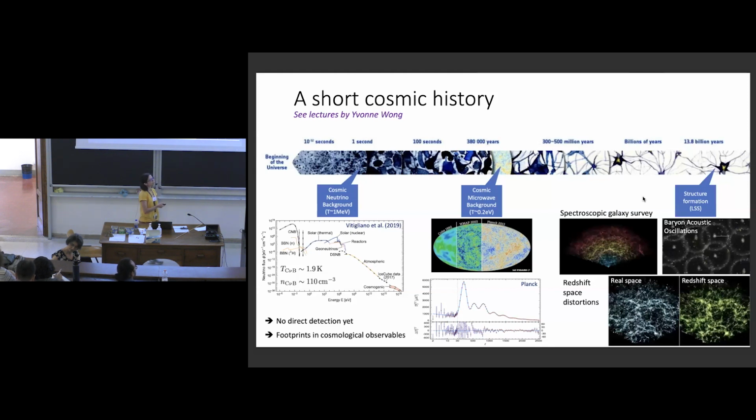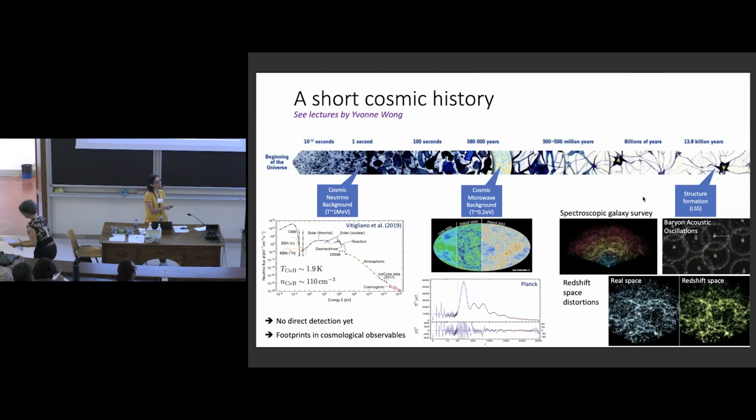So we can look at the large-scale structures of the universe, for instance, with a spectroscopic galaxy survey. We can get a map like this one. This is a map from the DESI survey. And from a map like this one, you can extract several pieces of information. For instance, you can extract the baryon acoustic oscillations, which are basically a preferred scale for the clustering, for the formation of structures. You can also extract the so-called redshift space distortion.